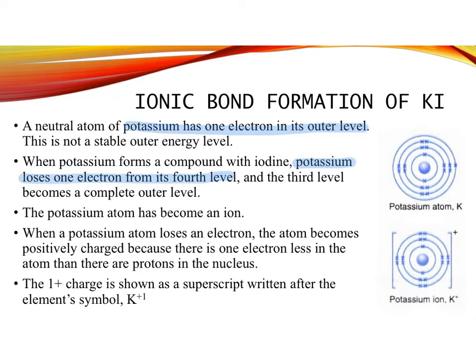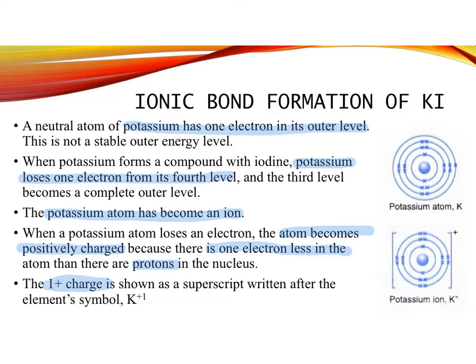So it is going to lose that electron from the 4th level. And the 3rd level now becomes the outer level. Potassium, because it lost an electron, becomes an ion. And it doesn't just become any ion, it becomes a positively charged ion, because there is now 1 less electron than protons. All right? We give it a +1 charge. If it loses 2 electrons, it's going to get a +2 charge.